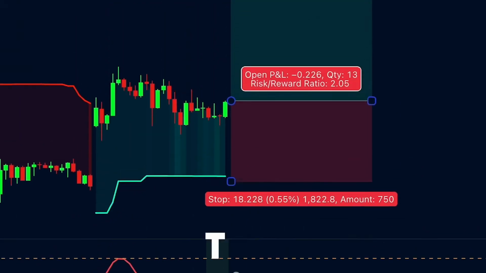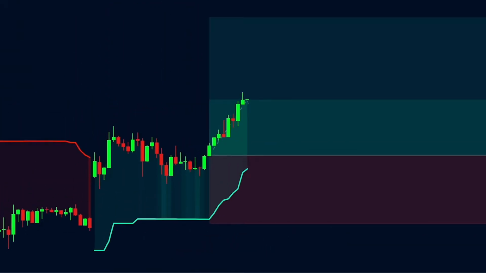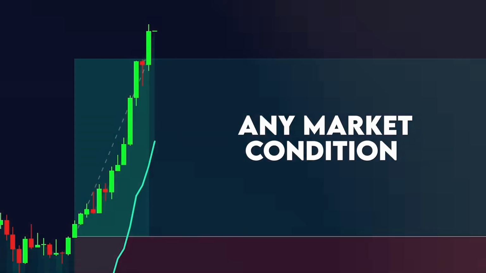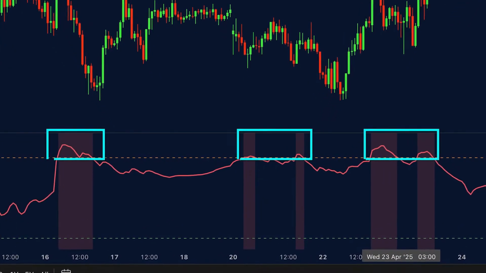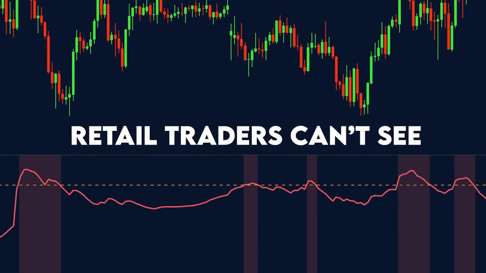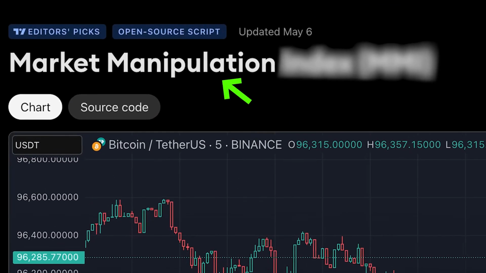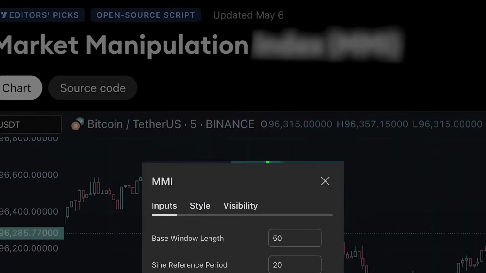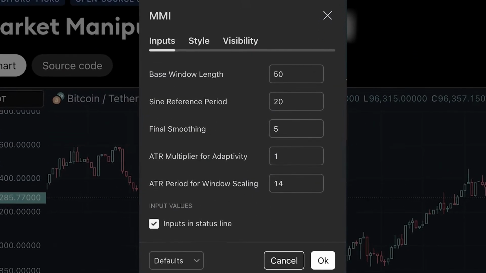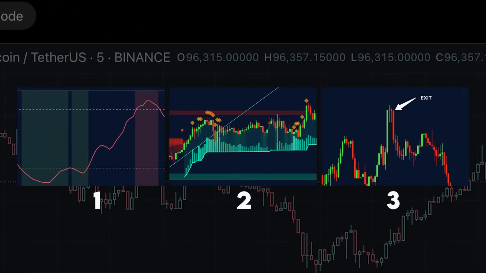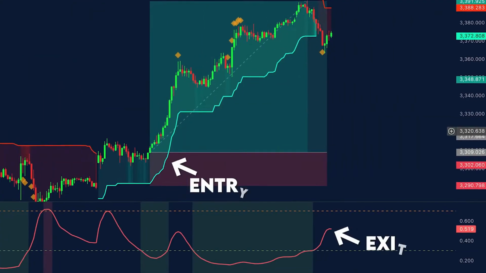There's a reason only the top 1% of traders consistently profit in any market condition. They have access to tools that detect something retail traders can't even see: institutional market manipulation. And in this video, I'm going to reveal their most guarded secret indicator, show you the perfect settings for maximum accuracy, and 3 powerful applications that, when used together, create a complete trading system.